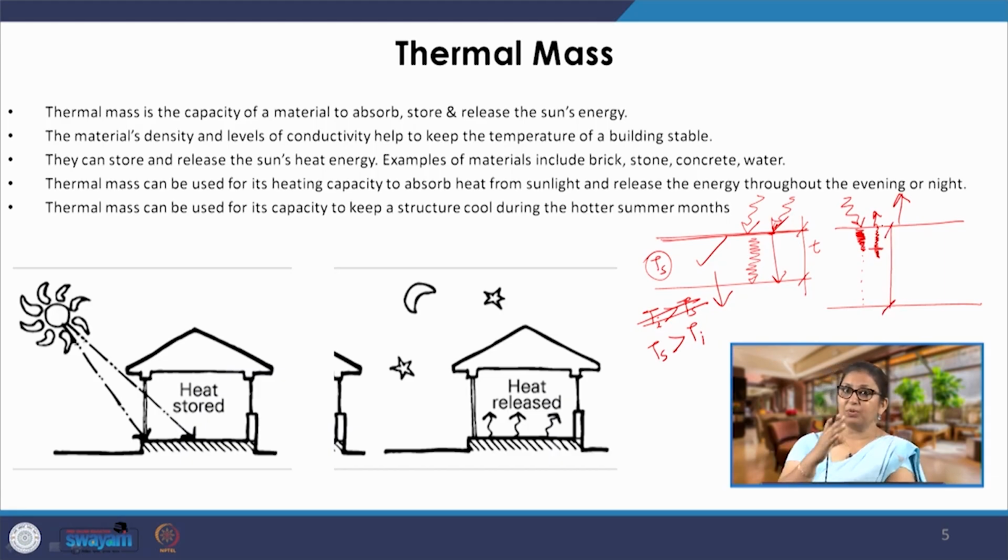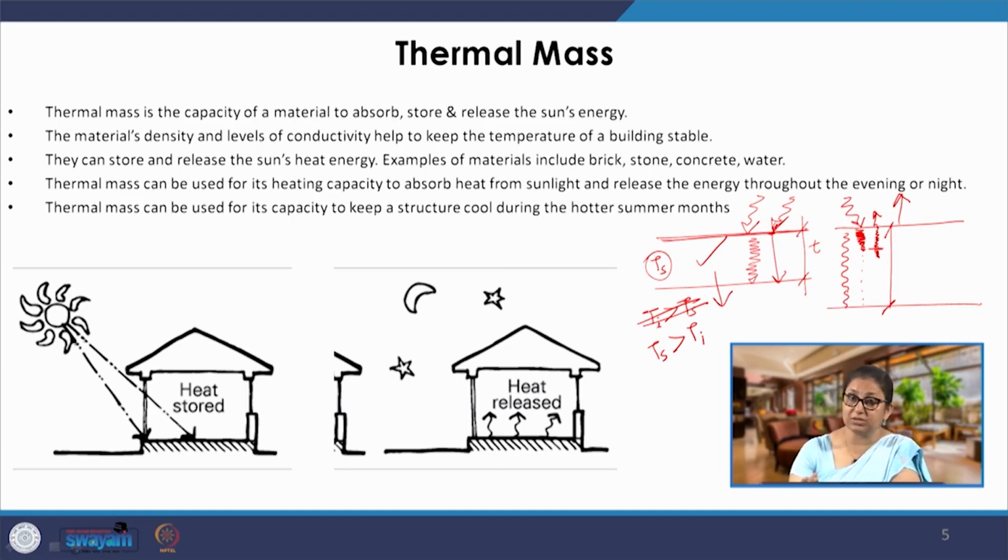So, at the time when the outdoors are extremely hot and a lot of heat is being radiated onto the surface, it continues to absorb and absorb, and gradually it will continue to pass it on over time, maybe an entire 24-hour or 12-hour.